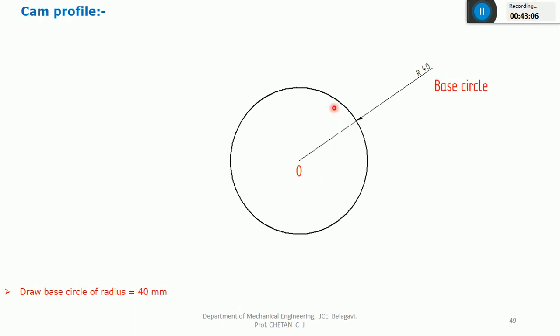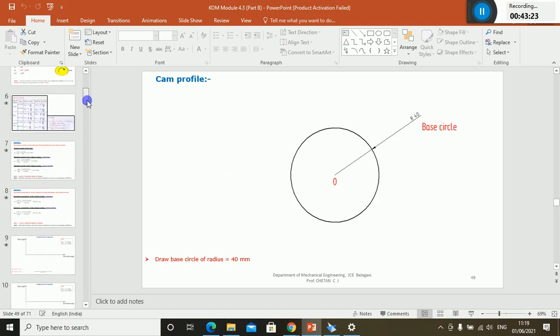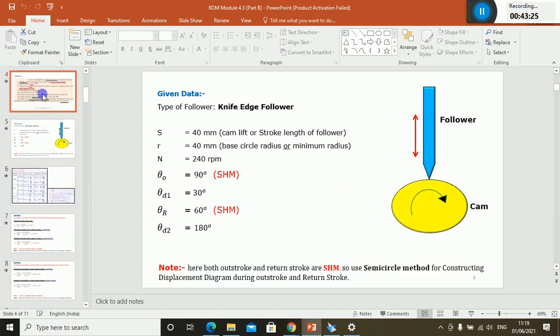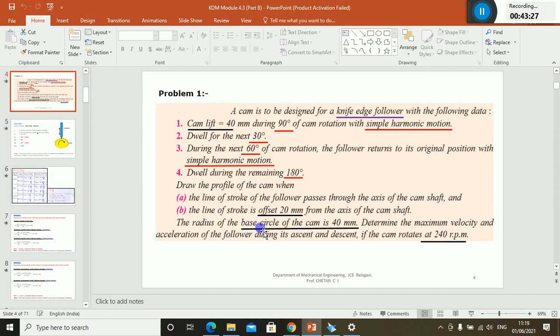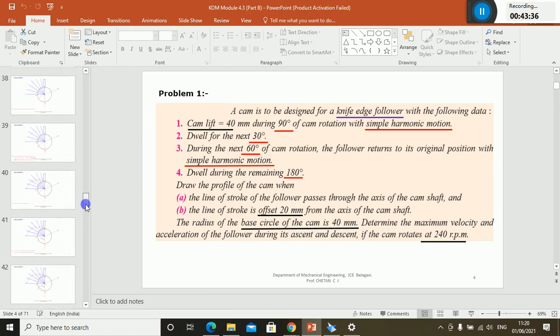I have drawn the base circle with a radius, the base circle radius, which will be given in the problem. I'll show that. You can see here the base circle of the cam is 40 mm. The radius of the base circle is 40 mm. So I'll take another 5 minutes. Please bear with me.